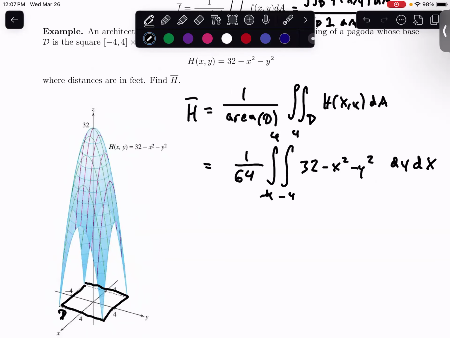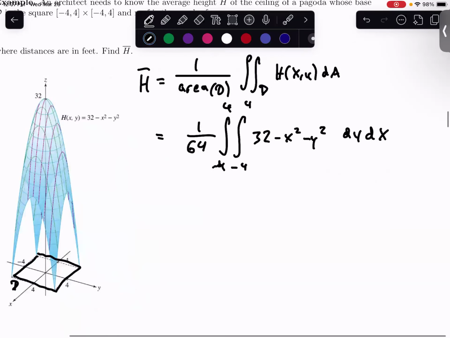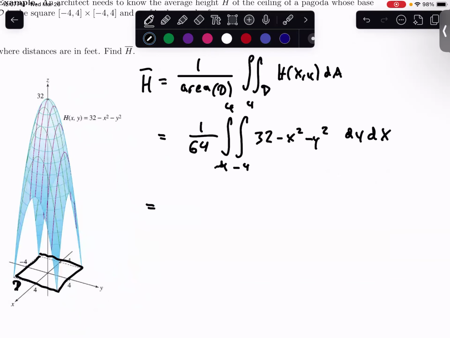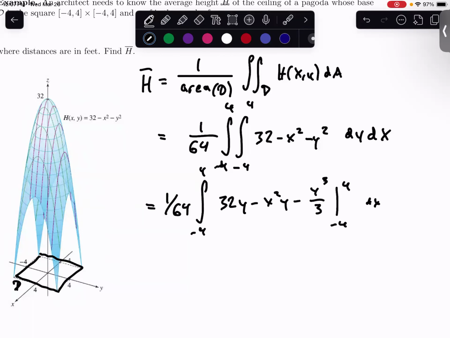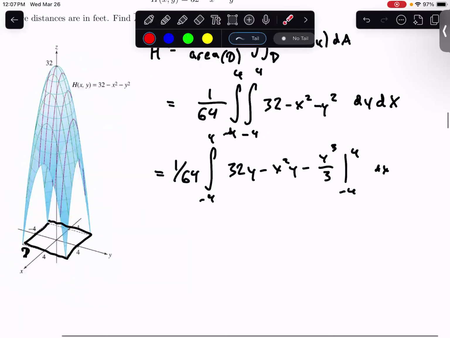So now it's just a matter of integrating this. And this is kind of the easy part, right? It depends on the function, but this one, you're given a polynomial, so it's pretty easy to work with. So this is 1 over 64 from -4 to 4. Integrating with respect to y gives you 32y minus x squared times y minus y cubed over 3. And then this goes from -4 to 4 dx. So you plug in 4, you plug in -4, subtract the two, and you see what happens.